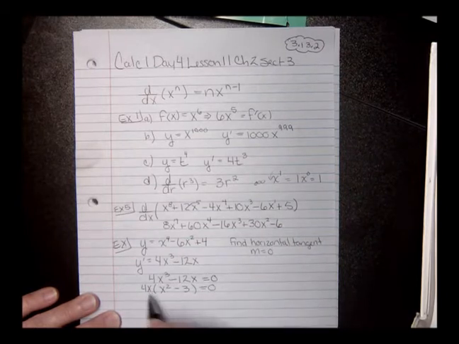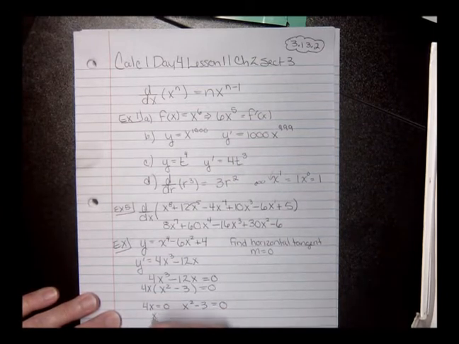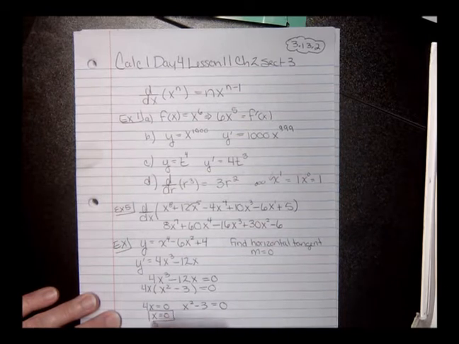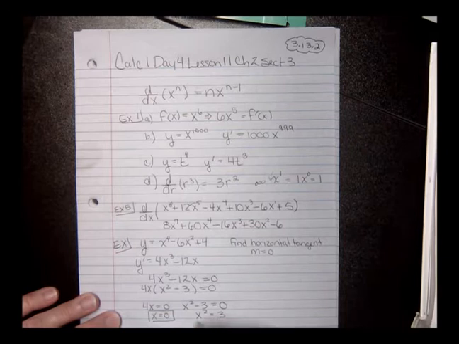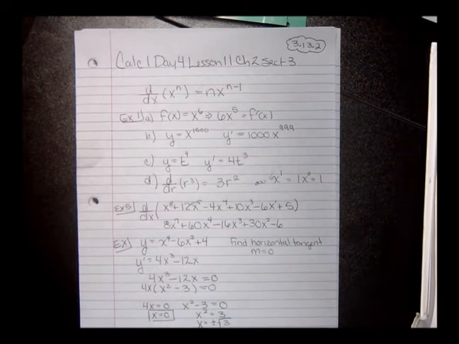Now I know that this means that I'm just going to have 4x equals 0, and then x squared minus 3 equals 0. So if I divide both sides by 4, obviously this is x equals 0. Here I'm going to solve. I have x squared equals 3. Take the square root of both sides, and I get plus or minus the square root of 3. Okay? All right.